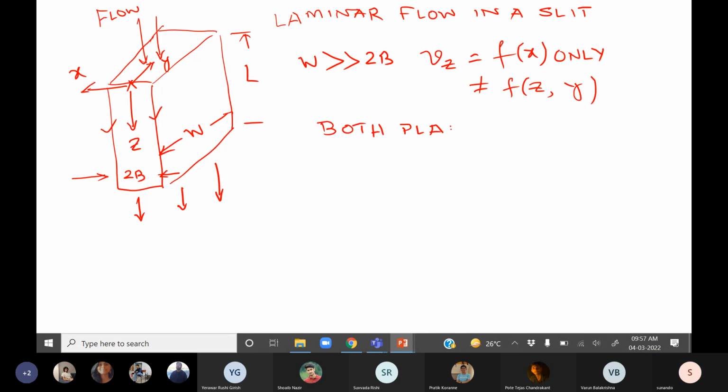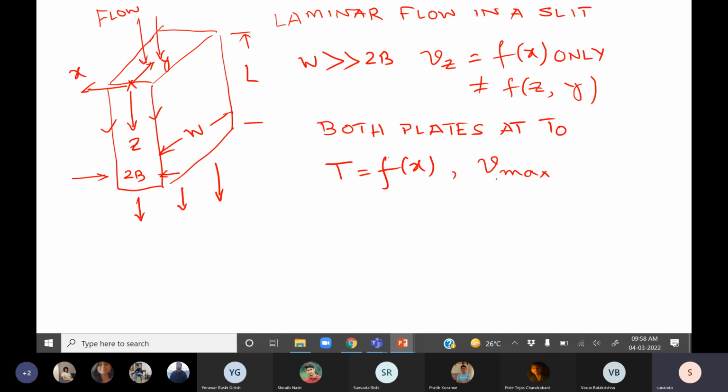Both plates are at the same temperature. Both plates are at temperature T0. So you need to find the functional form of temperature, in terms of the maximum velocity. So temperature is to be obtained as a function of X with the Vmax present in it.